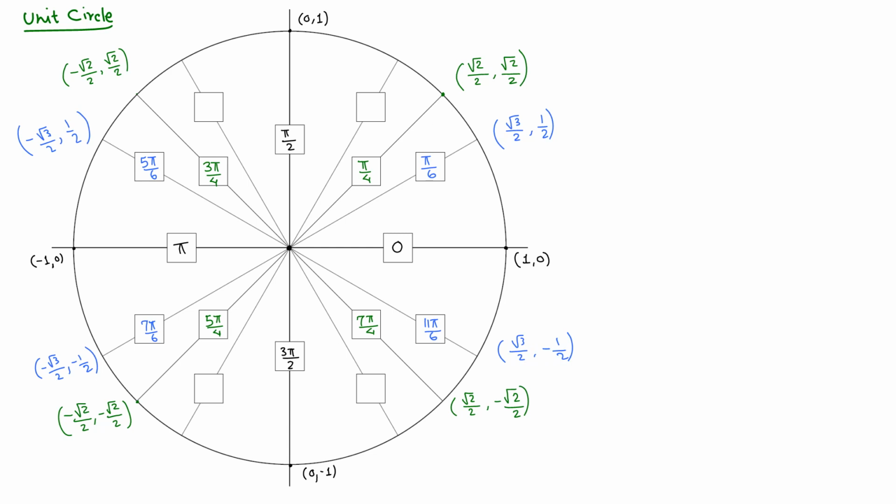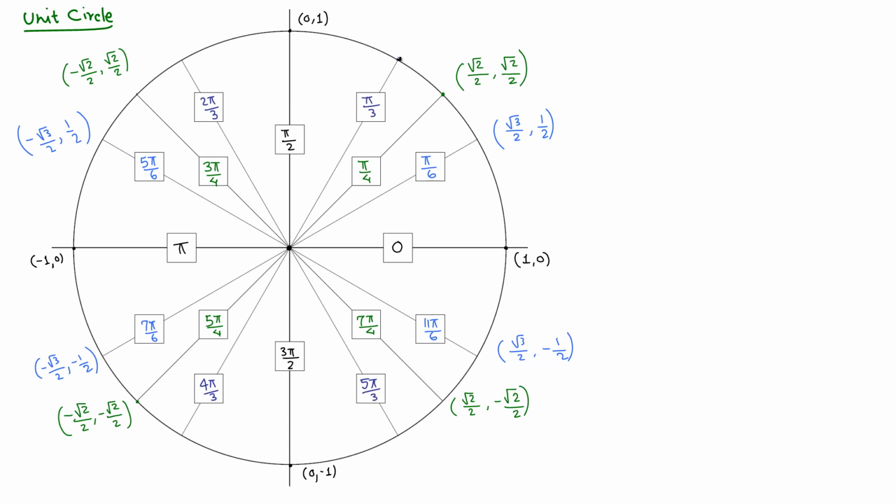Now let's go for another angle. Here is pi over 3 or 60 degrees, and pi minus pi over 3 is 2 pi over 3, and this is 4 pi over 3, just pi plus whatever the angle in the first quadrant is, and 2 pi minus pi over 3, so 5 pi over 3.